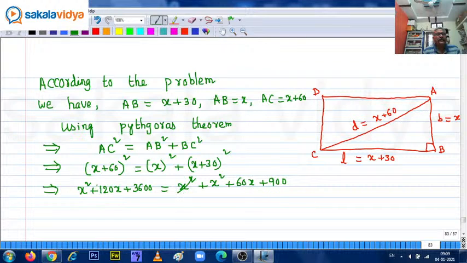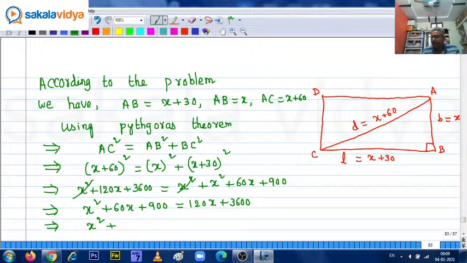So this x square gets cancelled. So am I correct now? This we can write like this now: x square plus 60x plus 900 equals 120x plus 3600. The two terms of the right hand side need to be transposed to the left hand side. So we get x square plus 60x plus 900 minus 120x minus 3600 equals 0.